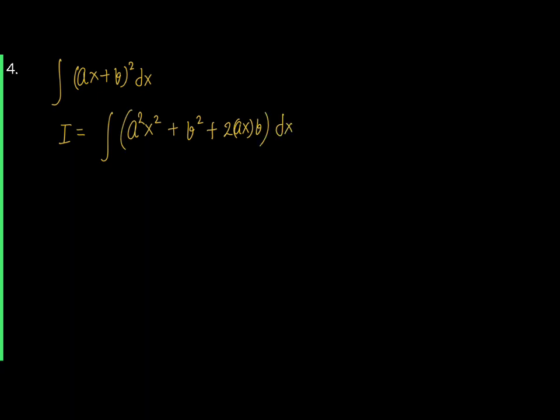Now I can also write I, that is equal to integration of a square x square plus integration of b square plus integration of 2ax into b. We also know we can take the constant out of integration. So a square is a constant term, so we can take it out of integration. Here b square is also a constant term, and here 2 into a into b is a constant term, so we can take all those constants out of integration.